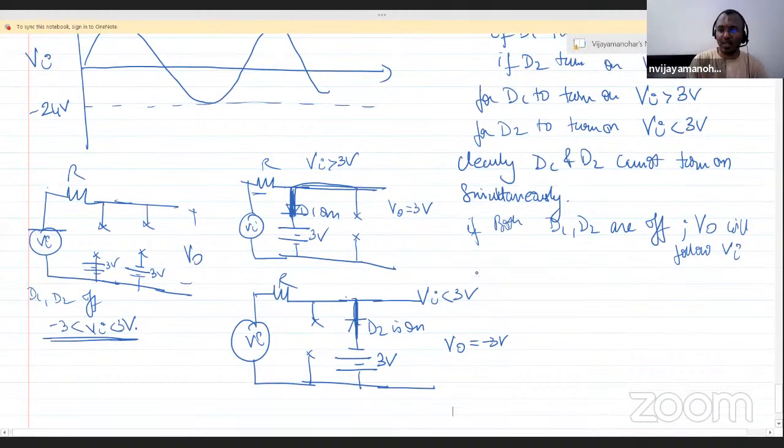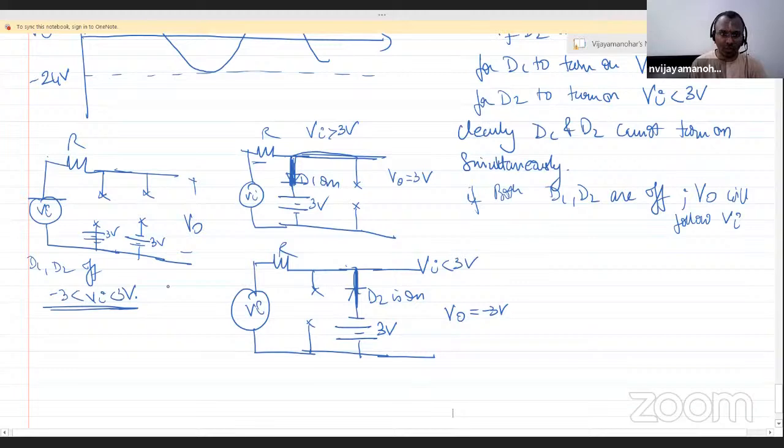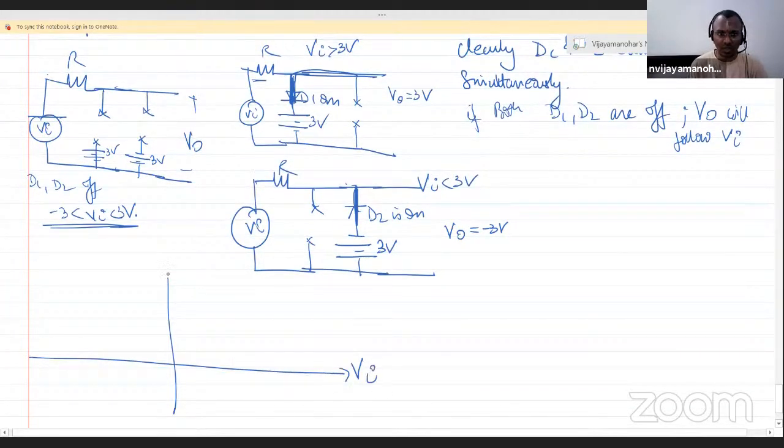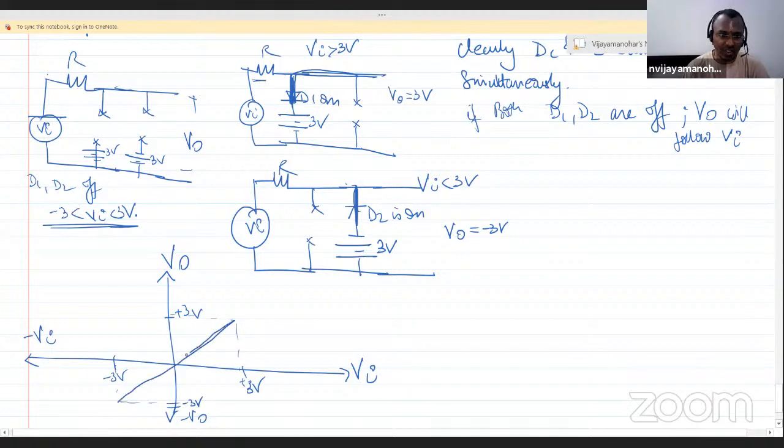So if I represent this as a transfer characteristic, what will I see? This is my Vi, this is my V0. This is my minus 3 volt, this is my plus 3 volt. Between Vi values of minus 3 and plus 3, V0 will simply be equal to Vi, like a straight line passing through the origin. When Vi is more than 3 volt, V0 is fixed at plus 3 volt. When Vi is less than minus 3 volt, V0 will be fixed at minus 3 volt. So this is the transfer characteristic.